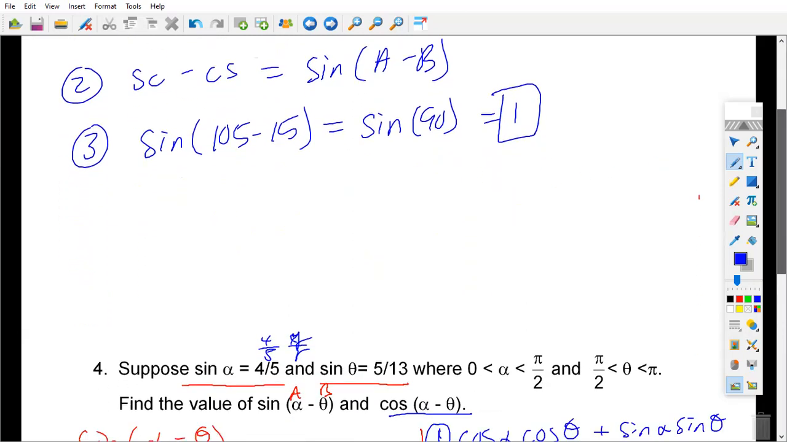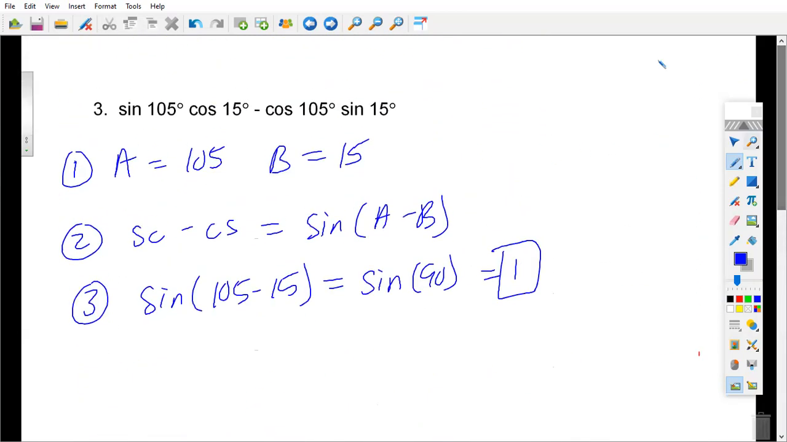Okay, now we're going to lead into the example of where Ms. Jones did not leave you enough space.